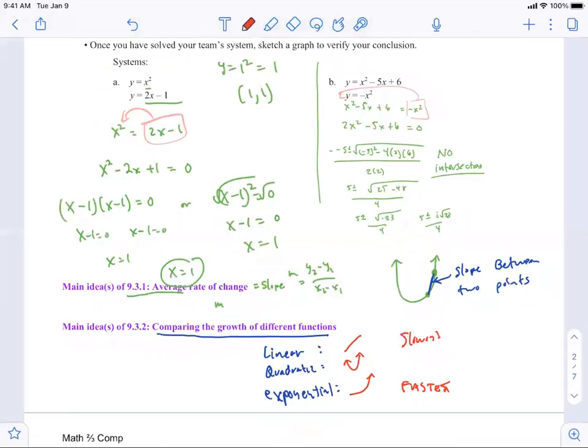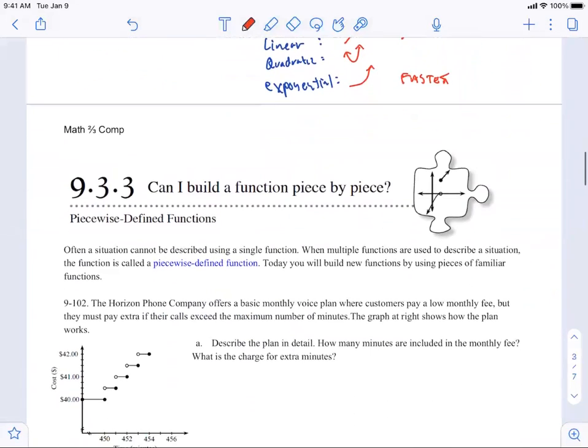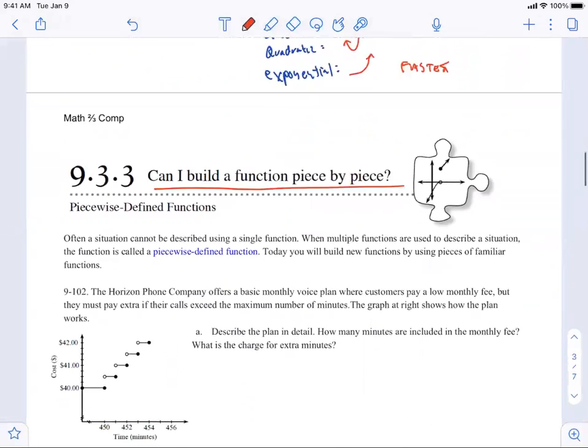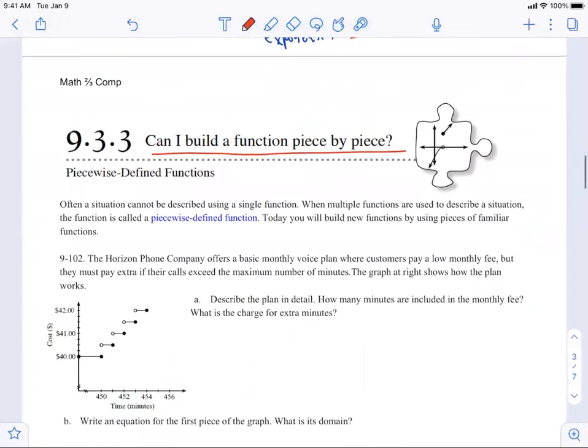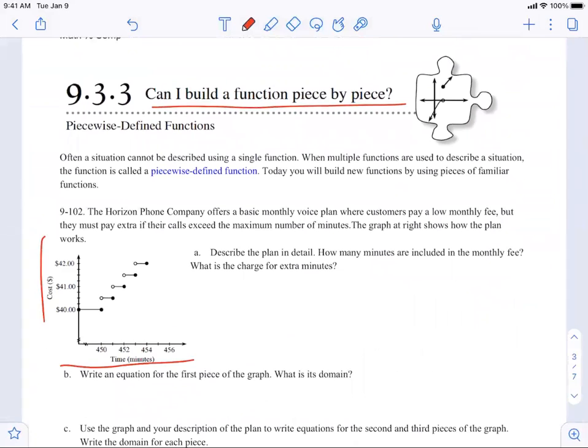All right, 9.3.3. Can I build a piecewise function? Do you want to build a piecewise function? So this is what they call a step function. So keep that in mind.